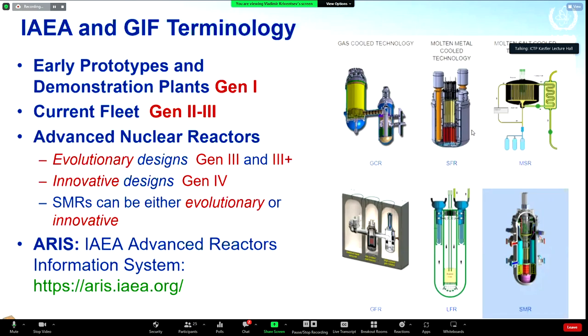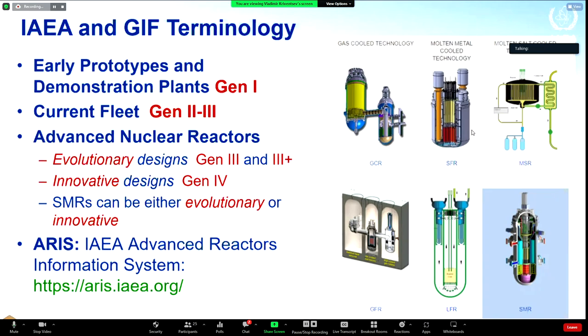So, the Generation 4 International Forum is a big organization which joins several countries interested in developing the innovative so-called Generation 4 reactors. They define Generation 1 as early prototypes and demonstration plants, so let's say the first nuclear power plants. The current fleet of nuclear reactors is Generation 2 or 3. And advanced nuclear reactors can be evolutionary and innovative.